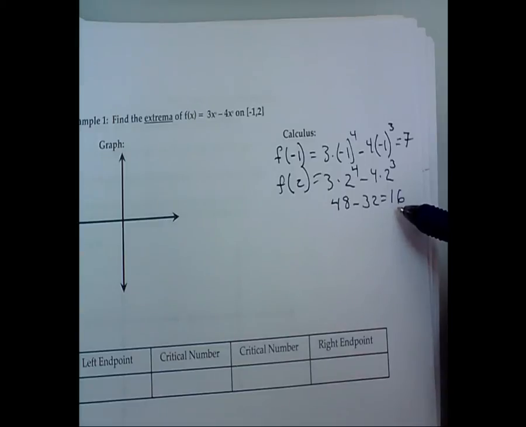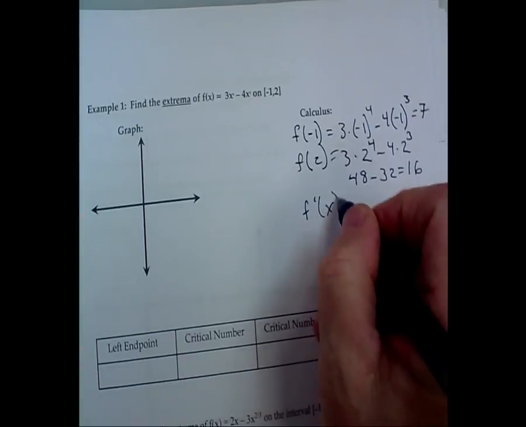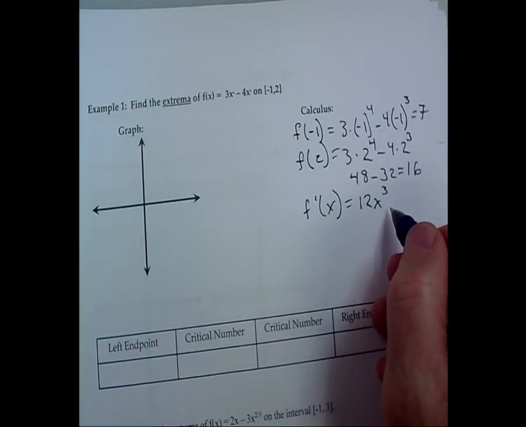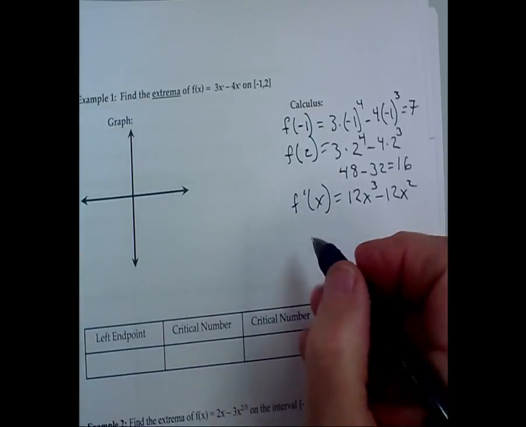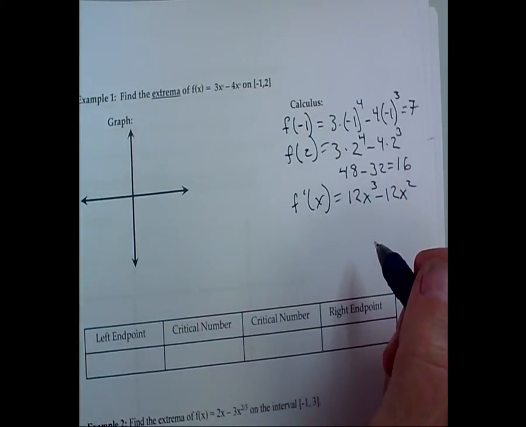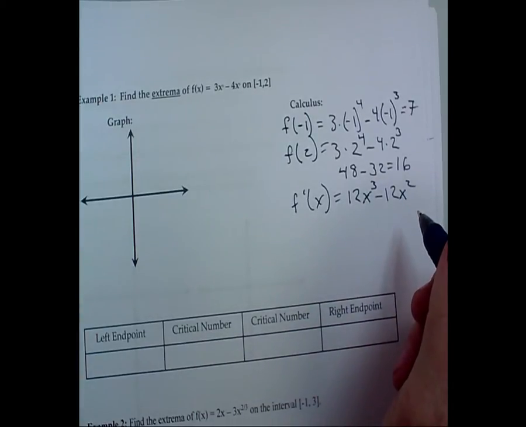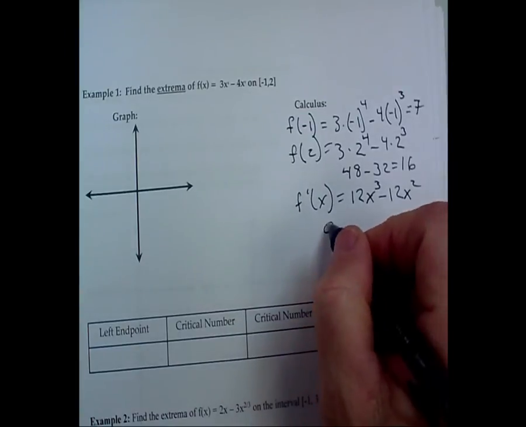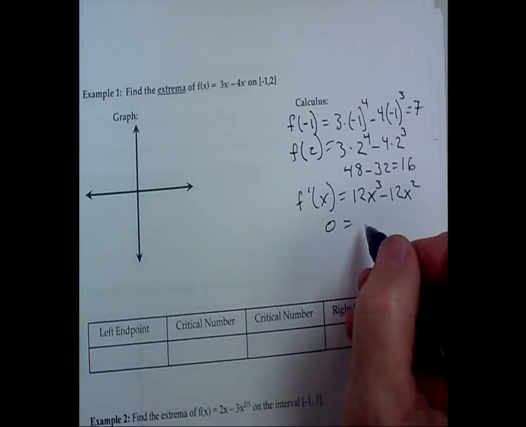Morgan, what should I do? You should find the derivative. So I'll find the derivative. 4 times 3 is 12x cubed minus 12x squared. Okay? What do I do once I do that? Savannah? I must make it equal to what? 0, because I have horizontal tangent lines, correct? So I've got 0. Can I factor anything out here to make my life easier? 12x squared.